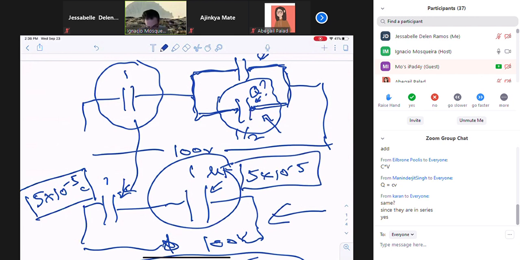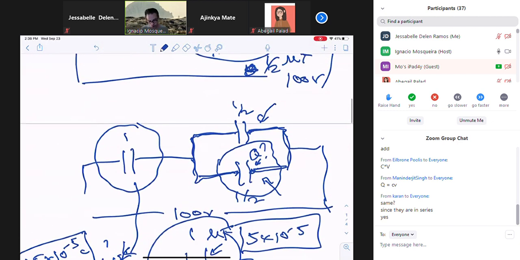Okay, great. Now we'll go backwards once more. So how about this one and this one? We're at 5 times 10 to the negative 5 coulombs. But now we're going back and we have to get this one.